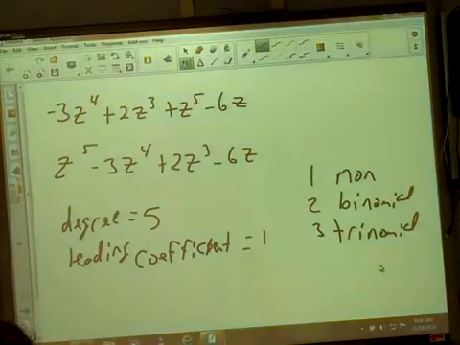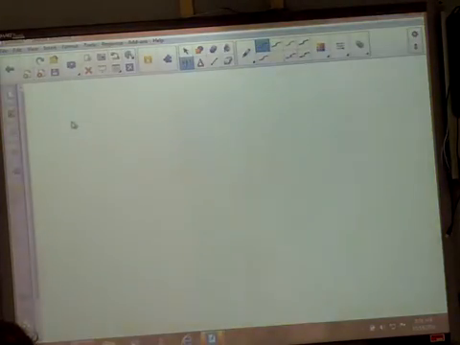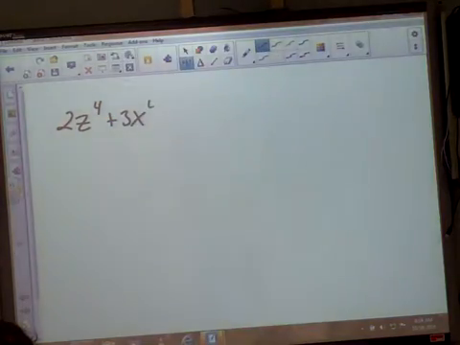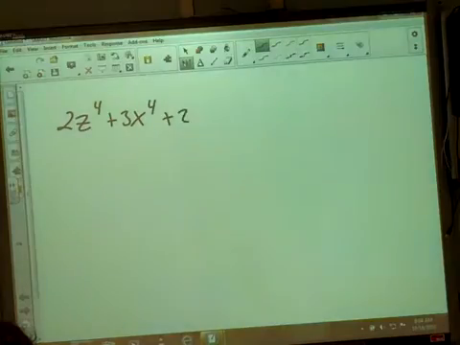Turn the page. Alright, now let's do what we're here to do, the adding and subtracting. I got 2z to the fourth. Don't know why z seems to be the favorite today. Oh, plus 3x to the fourth. Mixing it up a little. Stirring the pot. Plus z to the fourth. Minus 9x to the fourth.